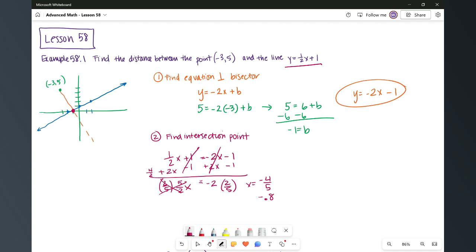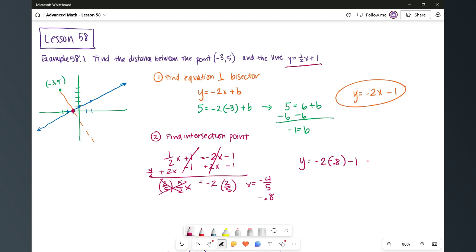In order to do that, I'm going to plug the answer that I got back into either of the equations. I'm going to take that negative 0.8 and plug it into the perpendicular bisector, the orange equation, and I will end up with y equals negative 2 times negative 0.8, my x, minus 1.